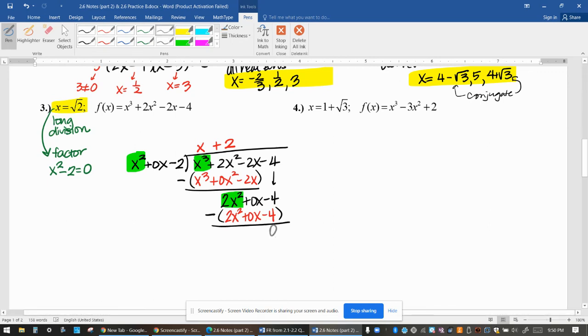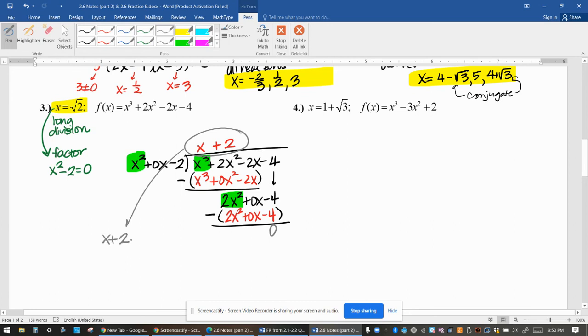Now remember, they didn't just ask us to do long division. We had to use long division because they gave us an irrational 0. But remember, your goal is to find the zeros. So what's the last 0? X plus 2 must be set equal to 0. This guy.